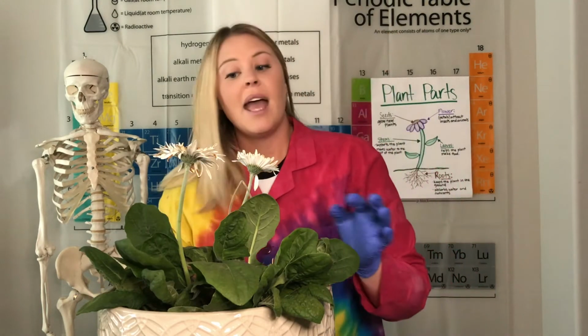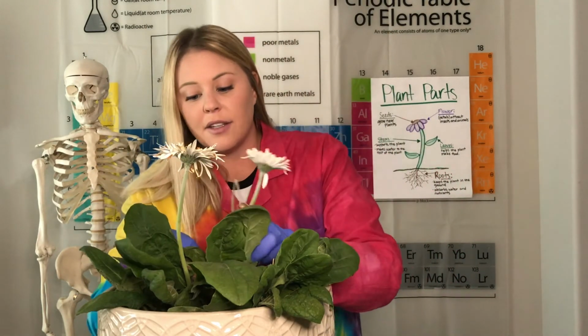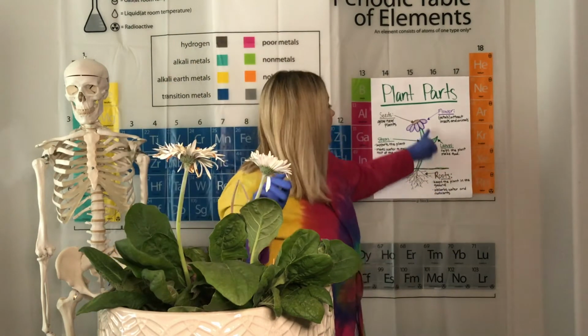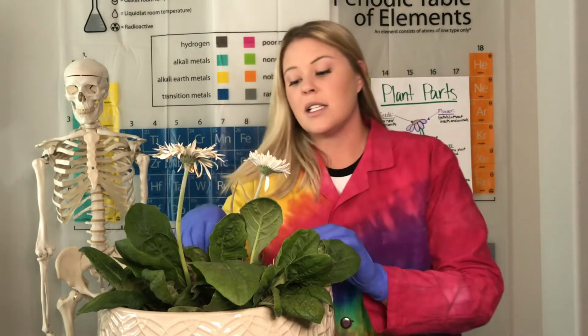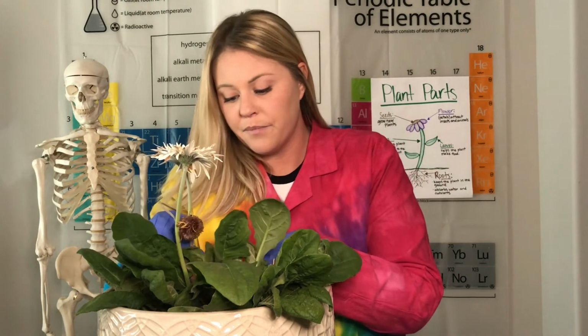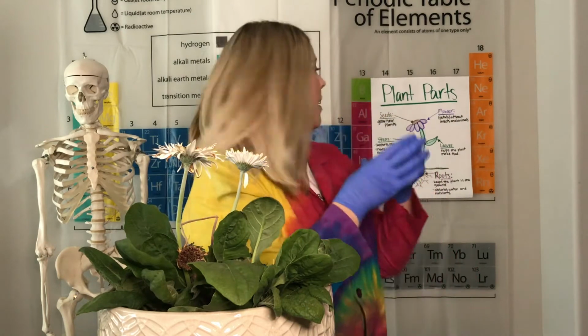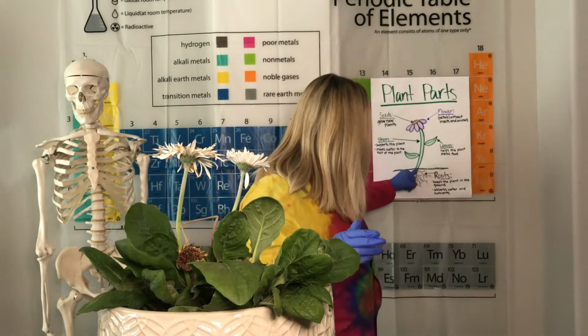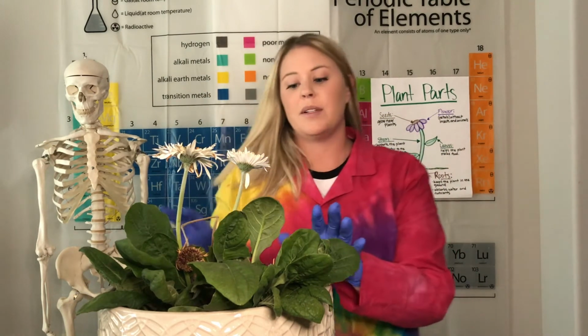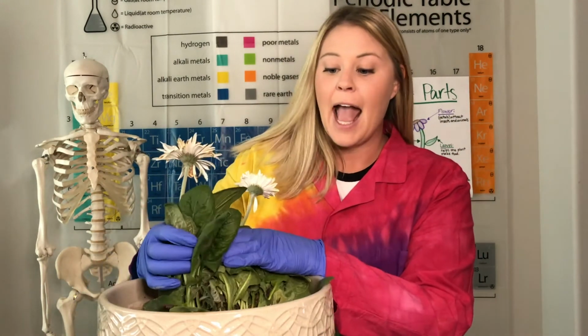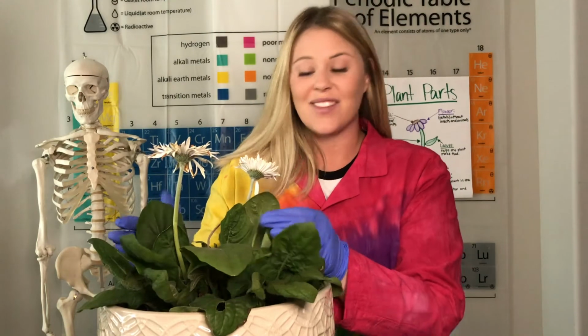Okay, now a Gerber daisy doesn't necessarily have leaves that come from the stem like this plant. A Gerber daisy's leaves grow from the bottom at the base, so where the stem of the flower connects with the root, that's where the Gerber daisy's leaves grow. And as you can see, this Gerber daisy has tons of leaves.